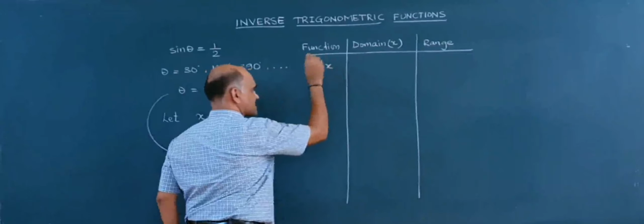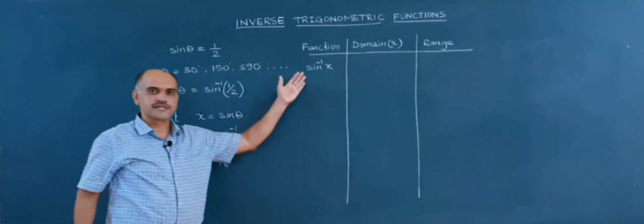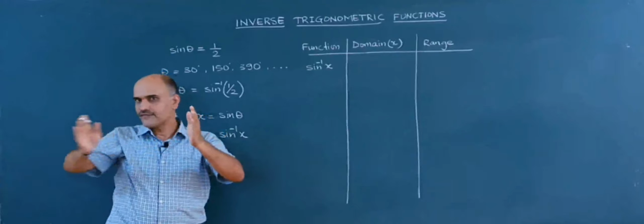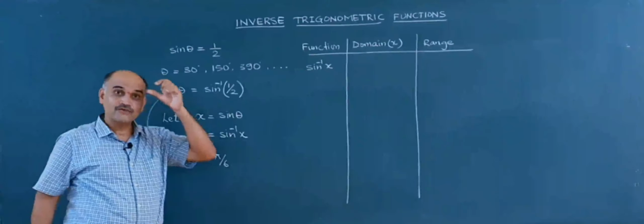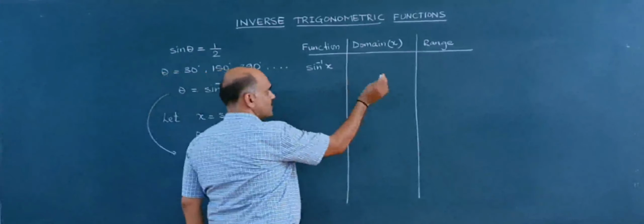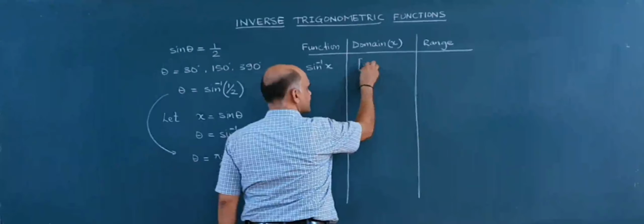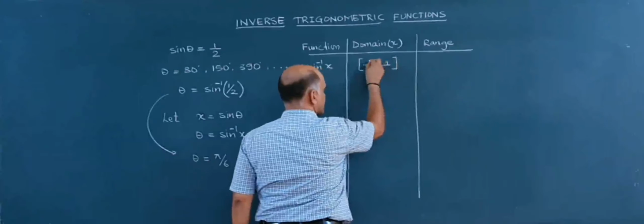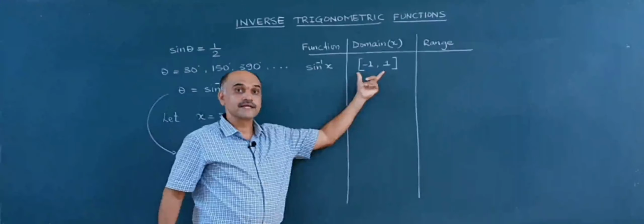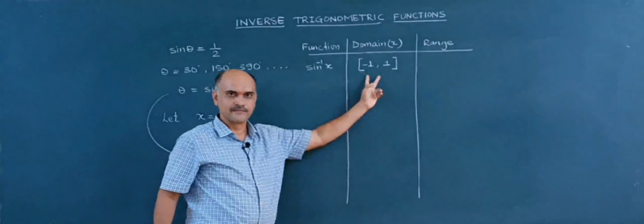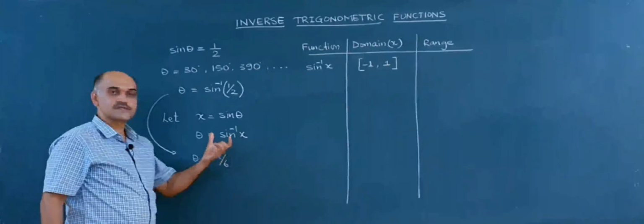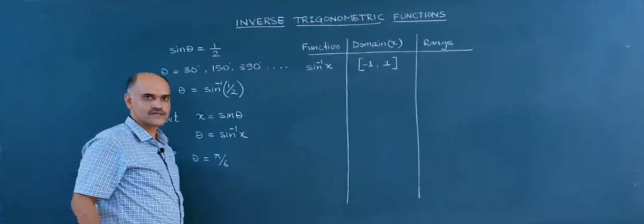In first year you have studied that the maximum value of sine theta will be 1, and going to the negative side it will be minus 1. So the domain of sine inverse x will be from minus 1 to plus 1. Here you are required to write square brackets. Square bracket indicates closed interval. That is the value of x for sine inverse x.